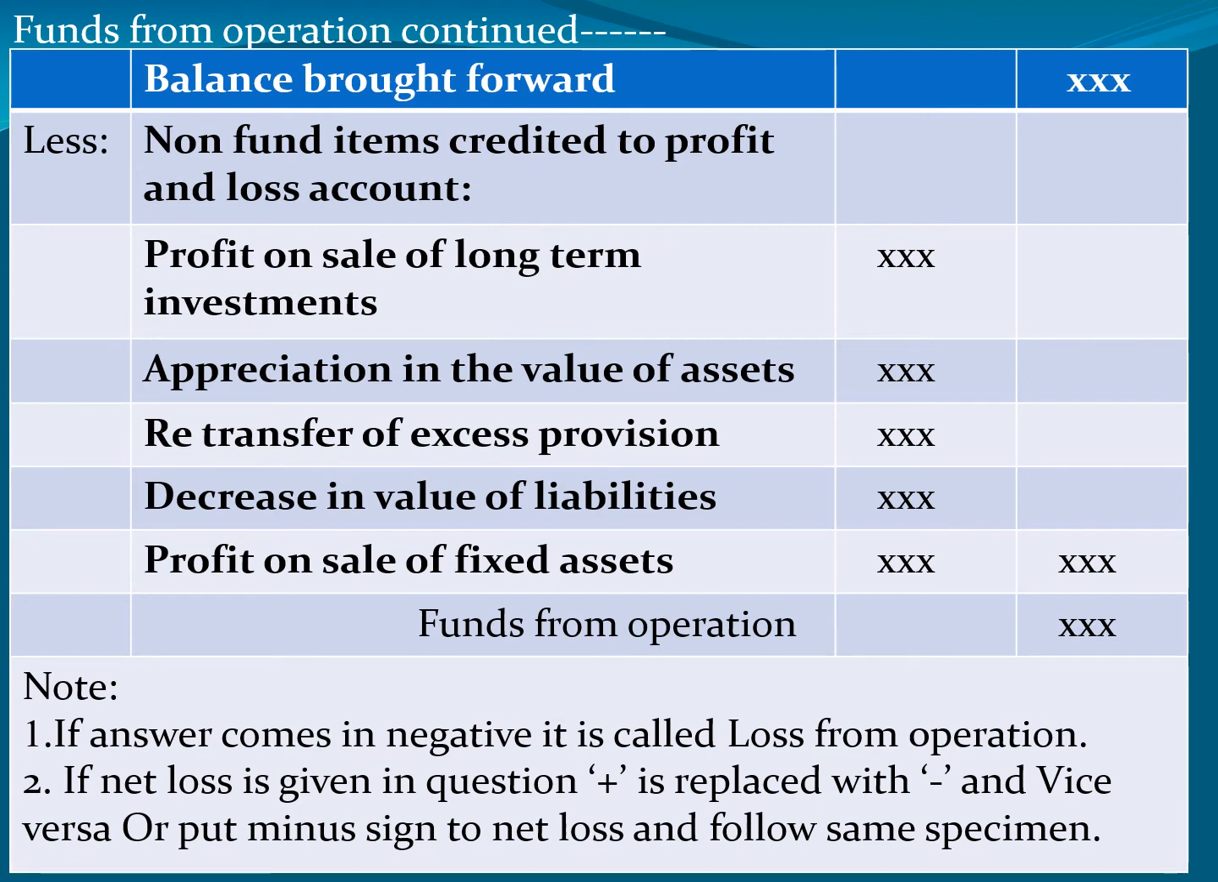So there are two ways. You keep the same format. Loss is there, just put a sign minus, and add is add, less is less. Or don't put the sign minus for loss; add, you make it less, and less you make it add. And finally, if the answer is positive, it is funds from operation. If the answer is negative, it is called loss from operation. This is a very important element in the preparation of the fund flow statement.